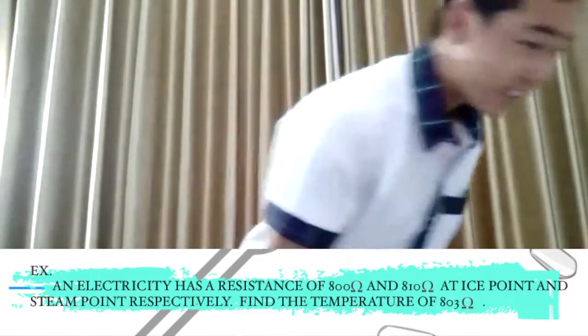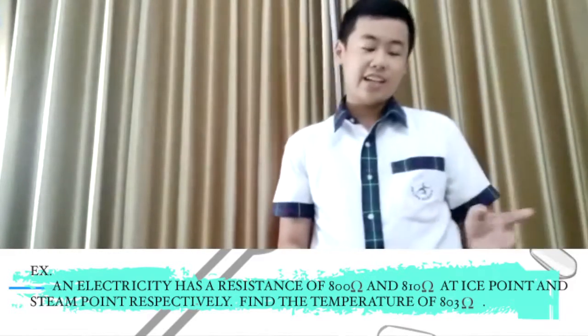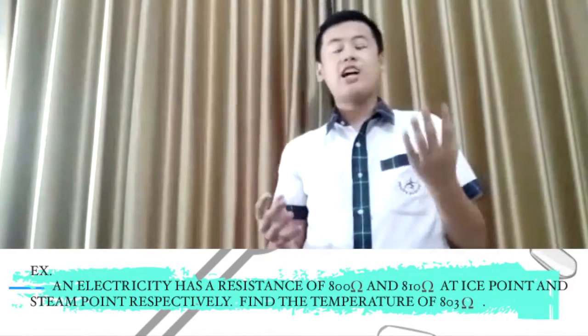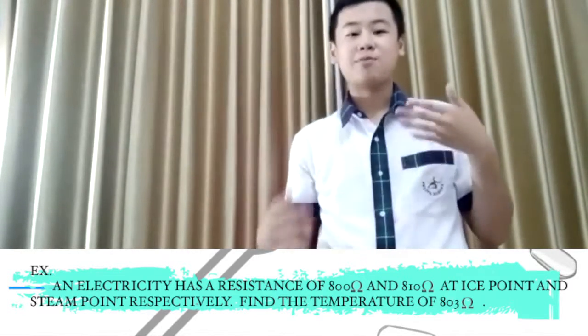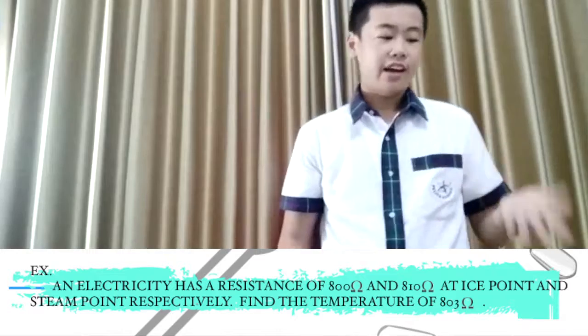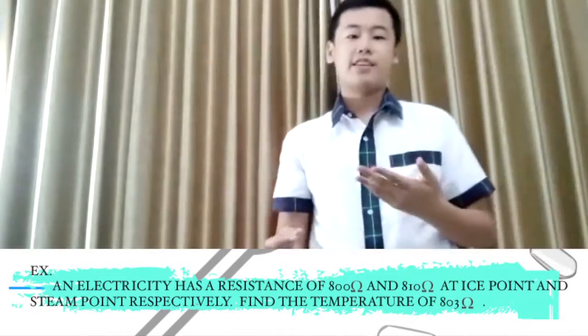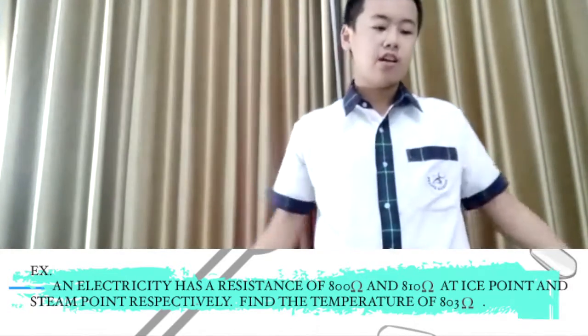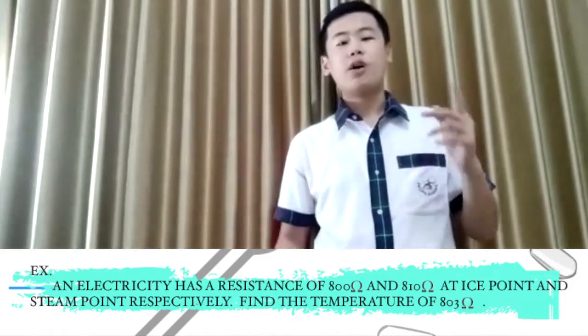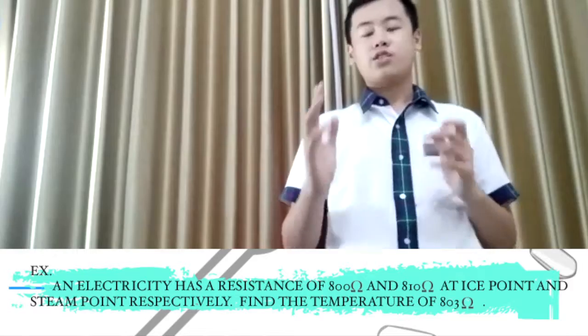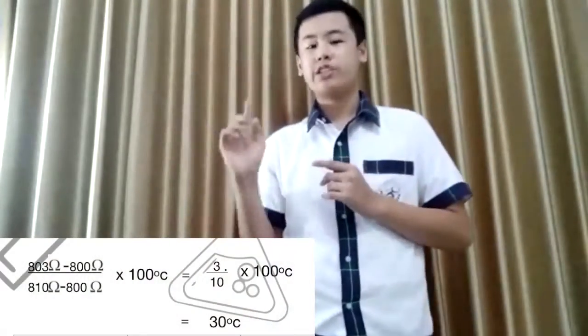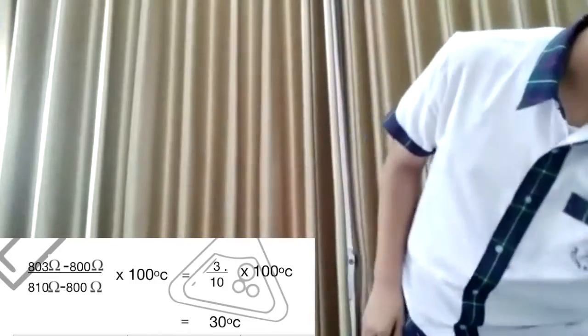So I have the first question. An electric wire has a resistance of 800 ohm at the melting ice point, and 810 ohm at the steam point. What is the temperature at 803 ohm? I have also written the solution here.